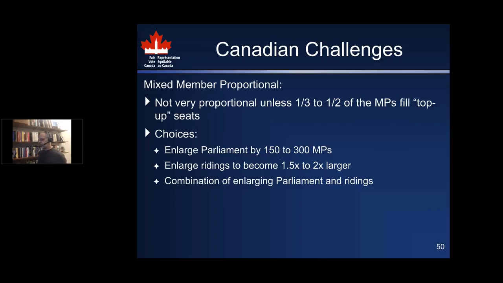Okay. So, of course, there's also middle ground, a combination of enlarging parliament and enlarging the ridings, and coming up with some sort of a middle ground there. But that's the challenge that mixed member proportional faces in the Canadian context.